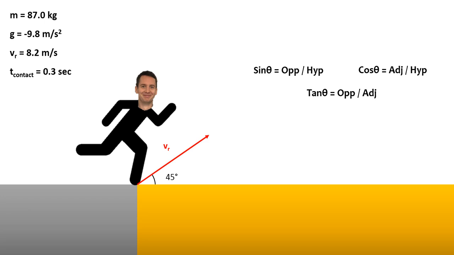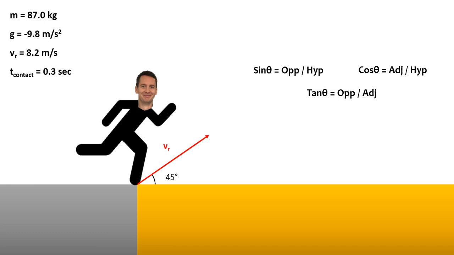Okay, so what's the first thing we need to figure out then? What did we say a moment ago? It was the change in average vertical velocity. So we've been given the resultant velocity, that's 8.2 meters per second. We've got the angle of takeoff.